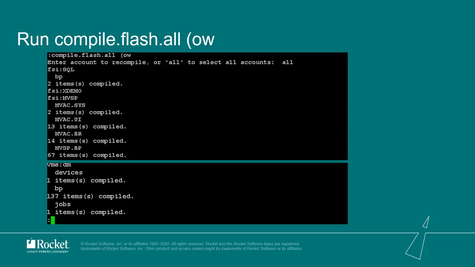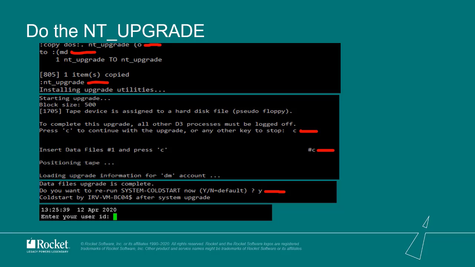Do flash.compile.all with the OW options. The O option specifies to Flash, and the W option skips the compilation of source code to pick pseudocode. When prompted for the account, enter all. This one will crank for a while, so go refill your coffee. When it's done, you'll be at TCL.